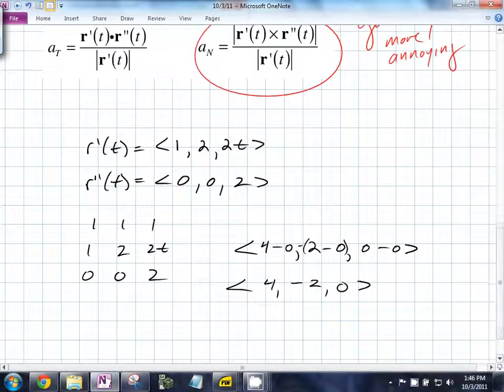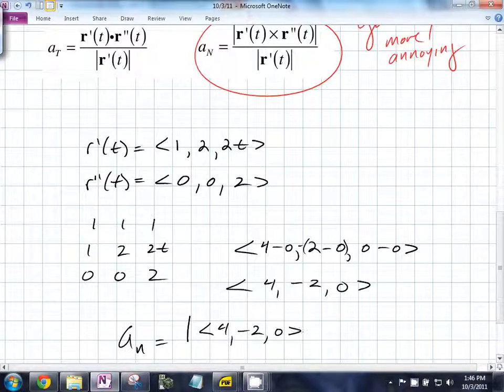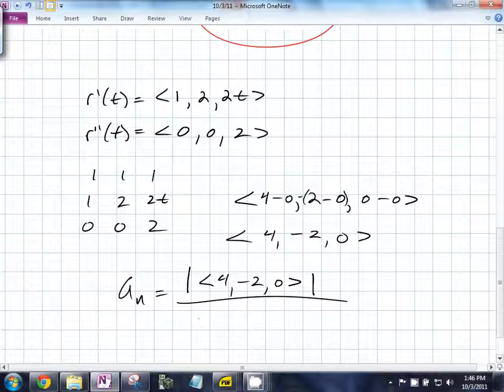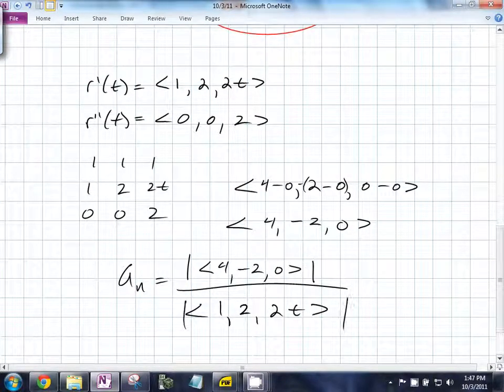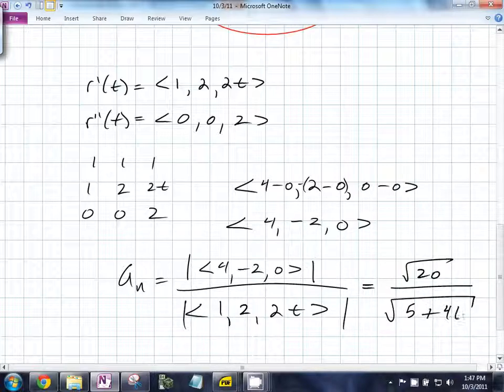So a sub n is going to be the magnitude of 4, negative 2, 0, all over the magnitude of 0, 0, 2. No, it's the magnitude of r prime, isn't it? Yeah, r prime. So 1, 2, 2t, the magnitude of that. So you're going to end up with the square root of 20 divided by the square root of 5 plus 4t squared. Yeah, there it is.